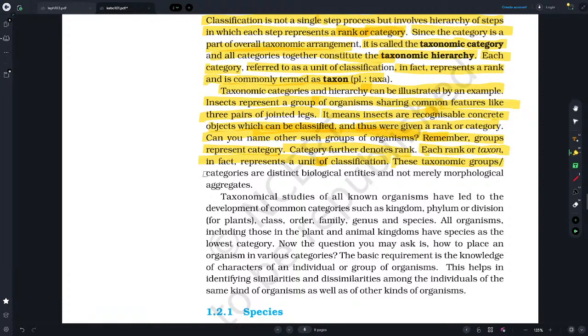These taxonomic groups, categories, are distinct biological entities and are not merely morphological aggregates. This is a statement to be remembered. I believe the meaning is that we do not classify organisms under a group merely based on physical or morphological aggregates, and it is termed as a distinct biological entity.